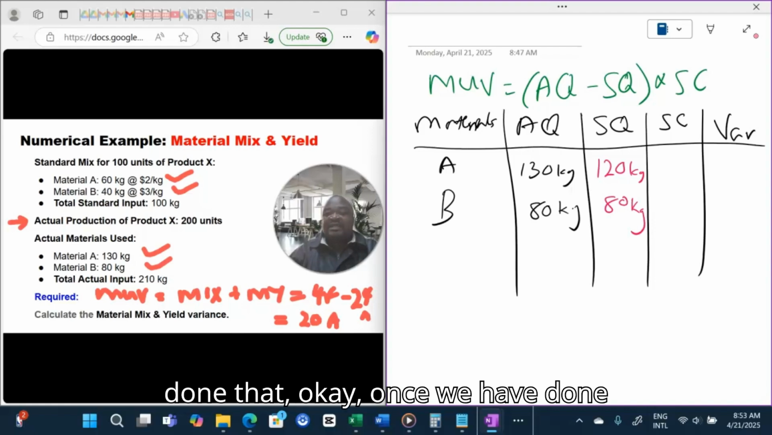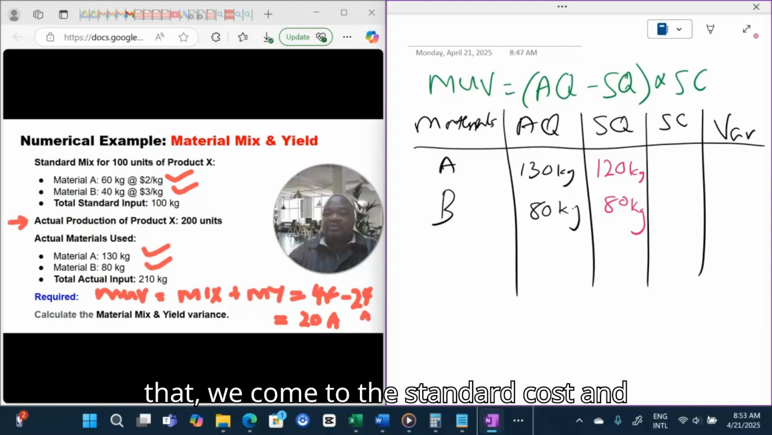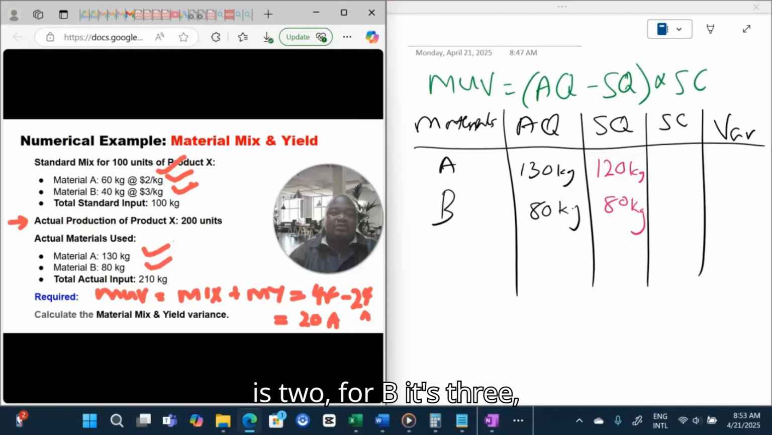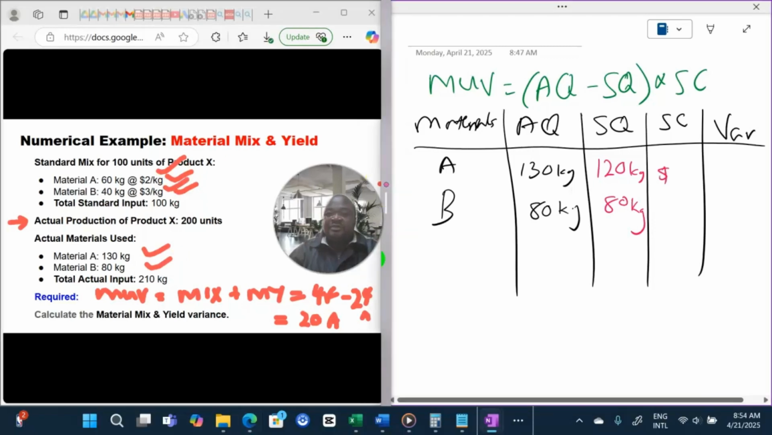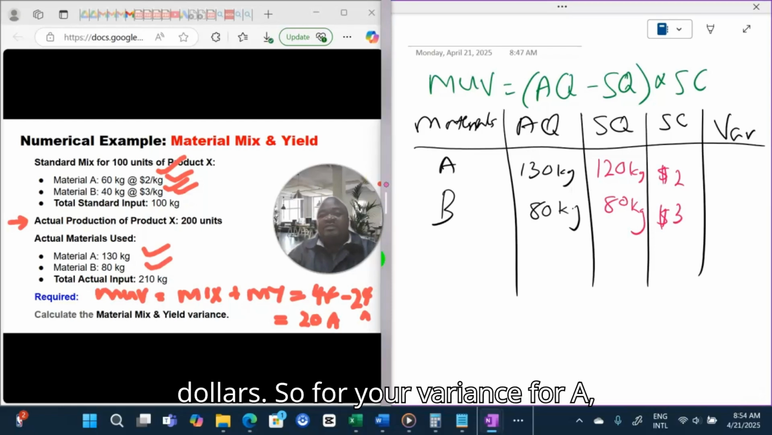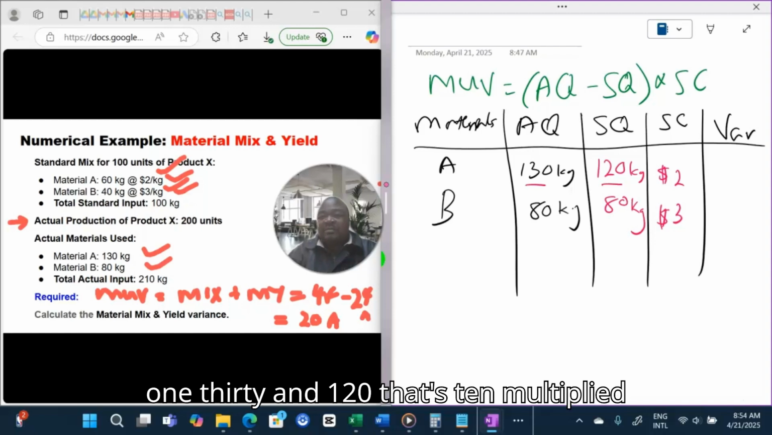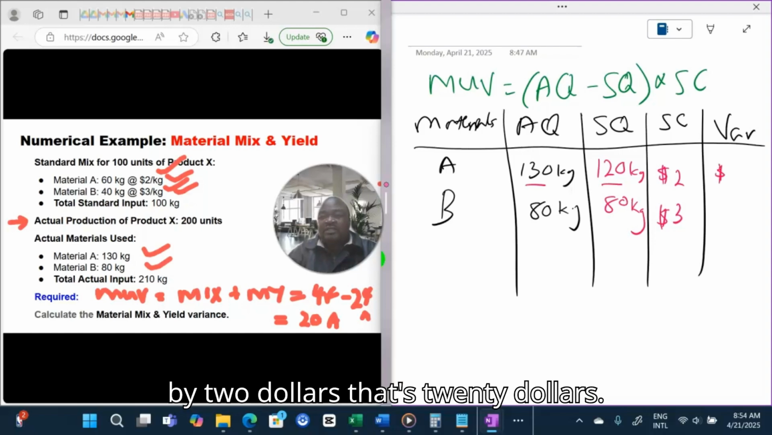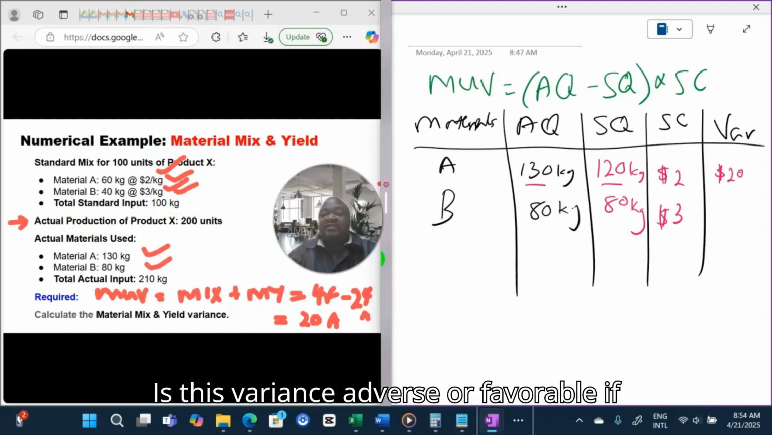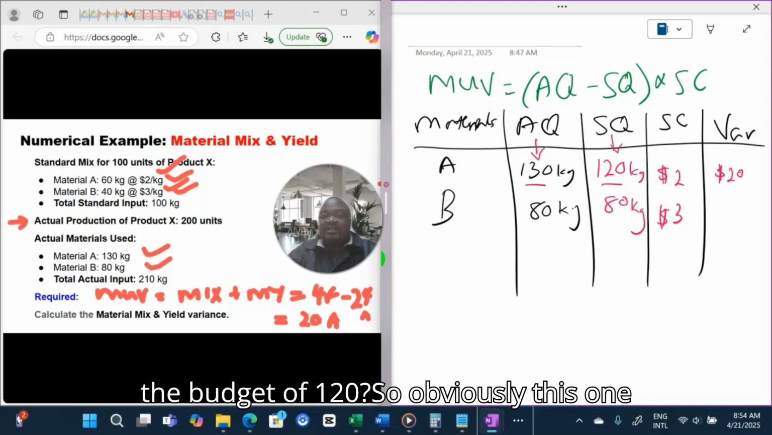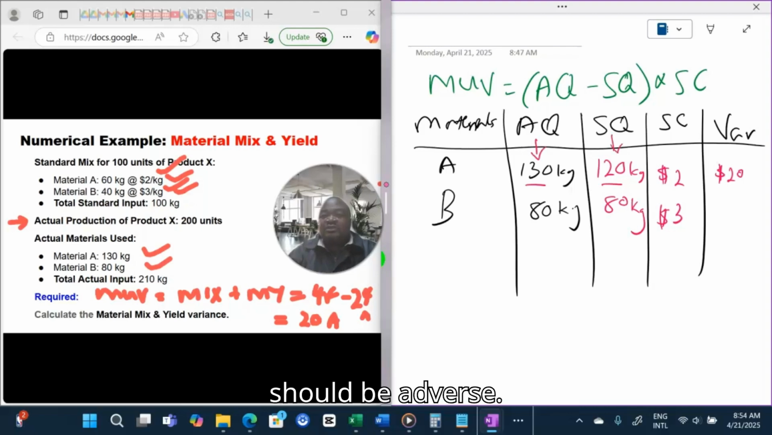Once we have done that, we come to the standard cost. The standard cost per unit for material A is $2, for B is $3. So for your variance for A, you need to get the difference between 130 and 120. That's 10 multiplied by $2, that's $20. Is this variance adverse or favorable? If the actual quantities were 130 against the budget of 120, obviously this one should be adverse.